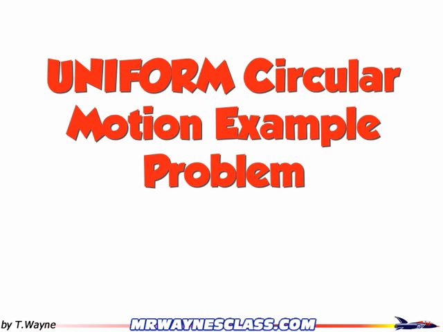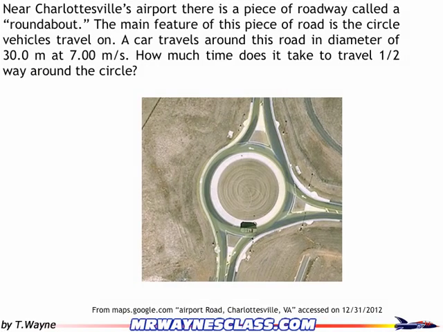This video is going to show you how to solve an example problem with circular motion. Near Charlottesville's airport, there's a piece of roadway called a roundabout. The main feature of this piece of roadway is a circle vehicles travel on. A car travels around the road in a diameter of 30 meters at 7 meters per second. How much time does it take to travel halfway around the circle?